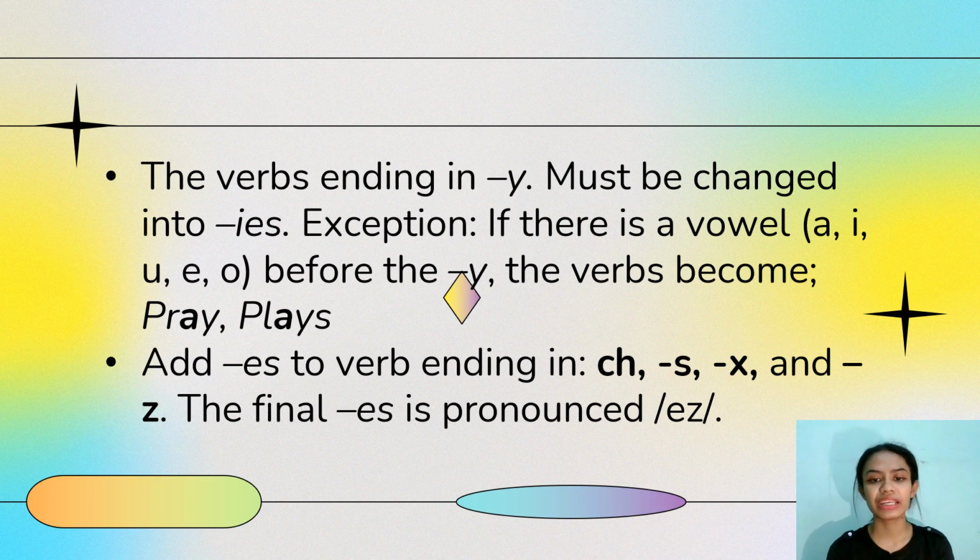Third, verbs ending in y must be changed into ies. Exception: if there is a vowel a, i, u, e, o before the y, the verbs become prays and plays. Last, add es to verbs ending in ch, s, x, and z. The final es is pronounced z.